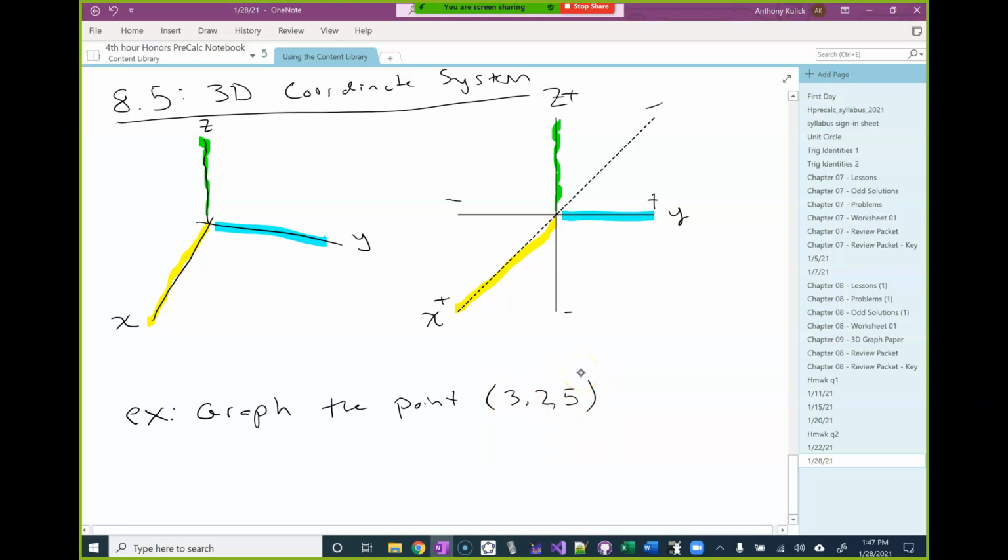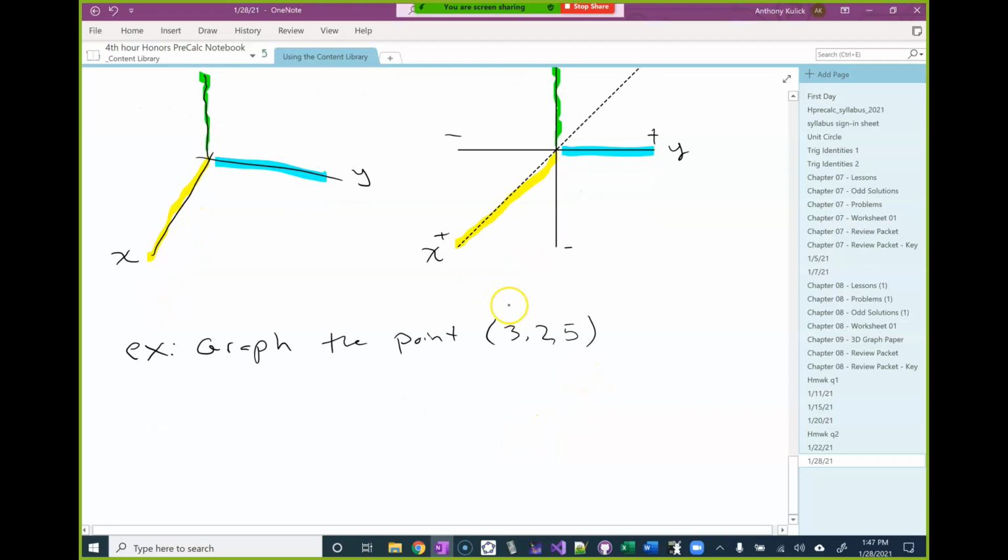So let's say we want to graph the point (3, 2, 5). Again, the order in which we write our coordinates is always alphabetical. That's the convention. So x is first, and then y, then z.